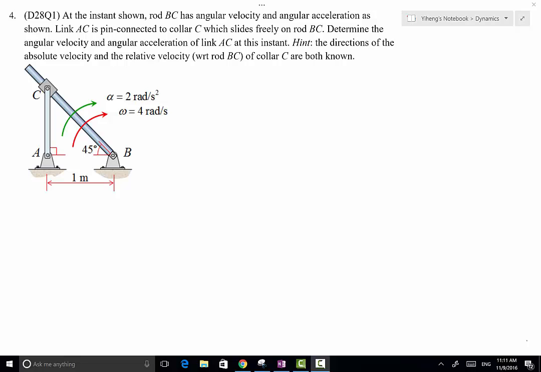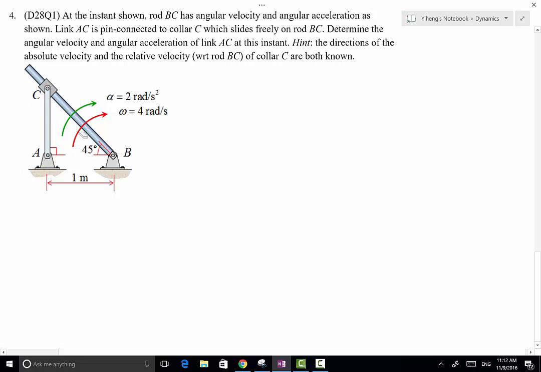In this problem, we have two rods. The first one is AC, and we have a collar that's pinned to AC at point C. And this collar moves along this other rod that is pinned at point B. At this instant shown, we know that this angle right here is 45 degrees, and we also know the angular velocity and acceleration of this rod right here. So we have the information here, and we need to determine the angular velocity and angular acceleration of rod AC.